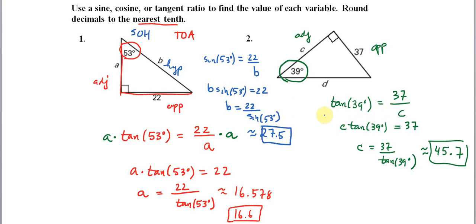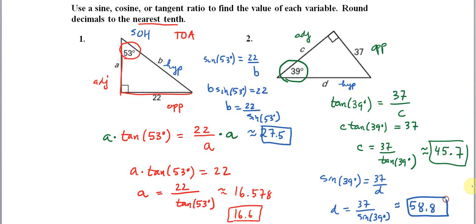We repeat the same process in solving for D. We have an opposite and we have a hypotenuse, so we want to use the sine ratio. Sine of 39 degrees is equal to 37 over D. That means that D will be equal to 37 divided by the sine of 39. Put that into a calculator, and we want to round to the nearest tenth, and that gives us approximately 58.8 as that missing length.